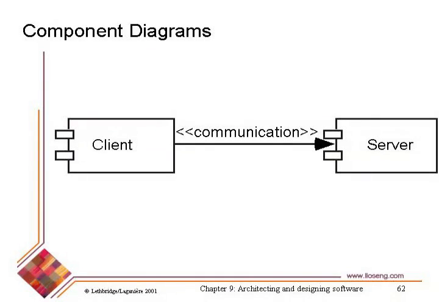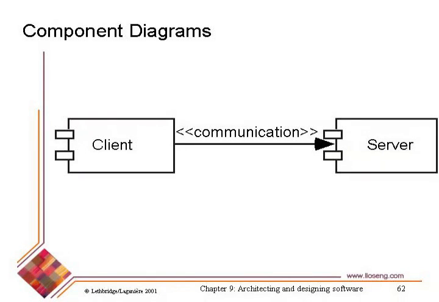The notation is the box with the 2 little tabs sticking off the left-hand side. That's the standard notation. And as with other UML symbols, we can have relationships. So in this case, we're saying the client communicates with the server. There's a communication relationship with them. Okay? So very simple diagrams, just illustrating slightly different notations, different ways of grouping things.